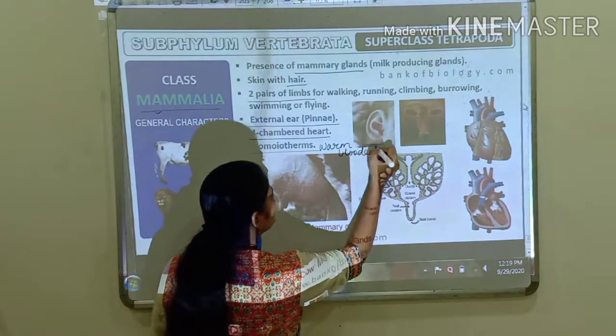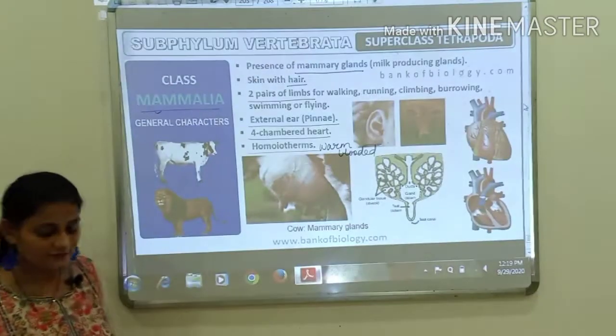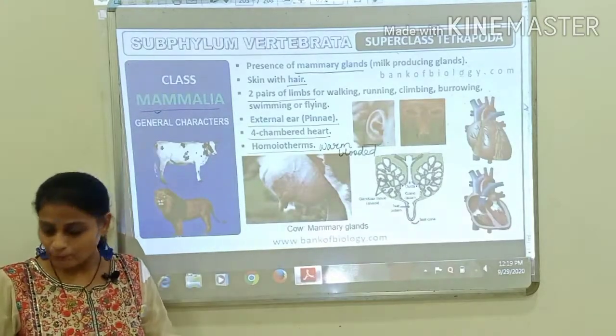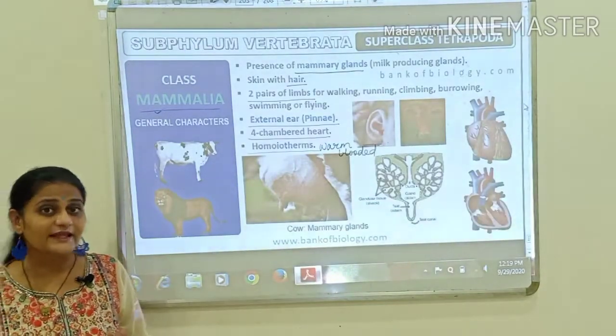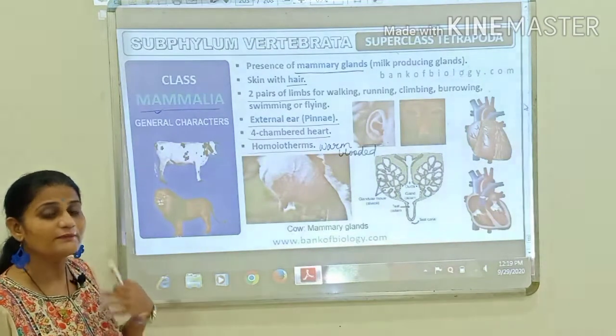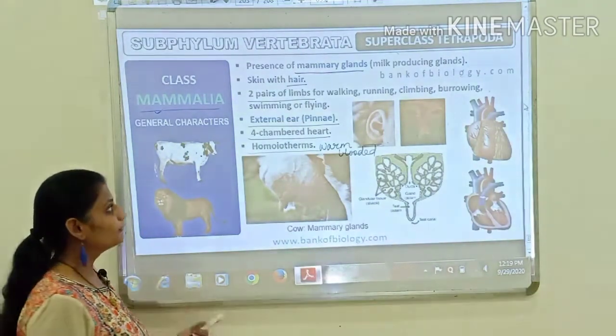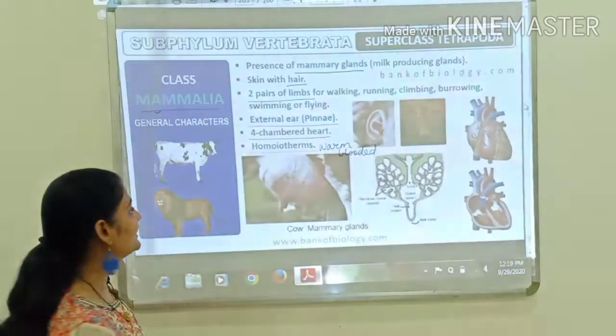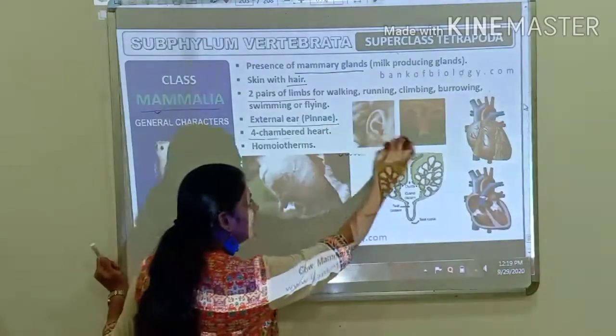Warm-blooded मैंने अभी तुम लोग को समझाया. Warm-blooded means they keep their body temperature constant. They cannot change their body temperature according to the change in the surroundings. Okay, so they are homeotherms, or they are warm-blooded animals.